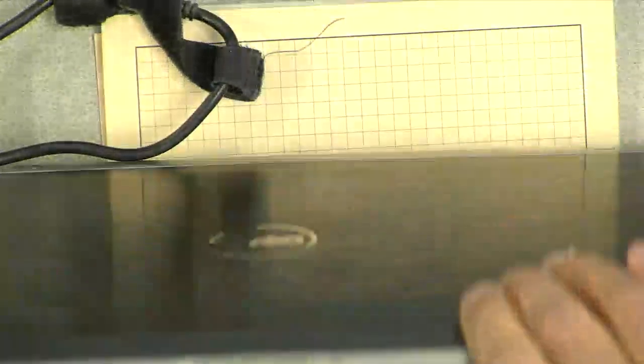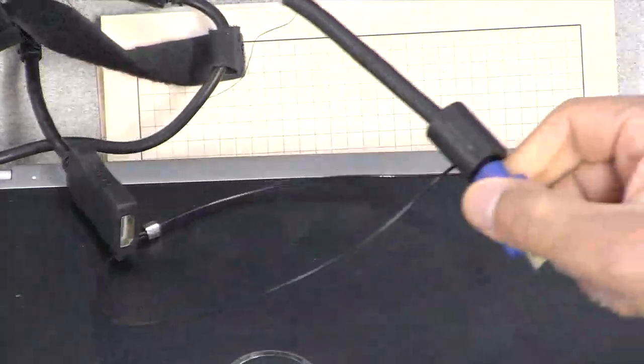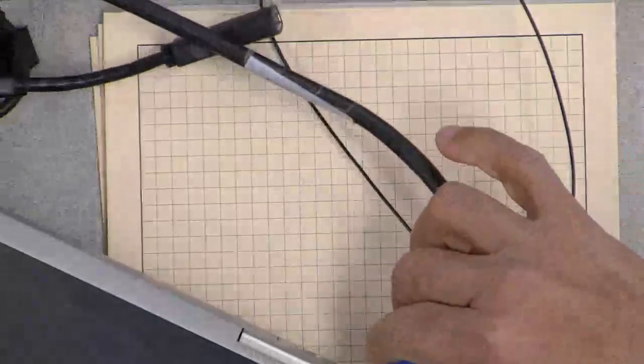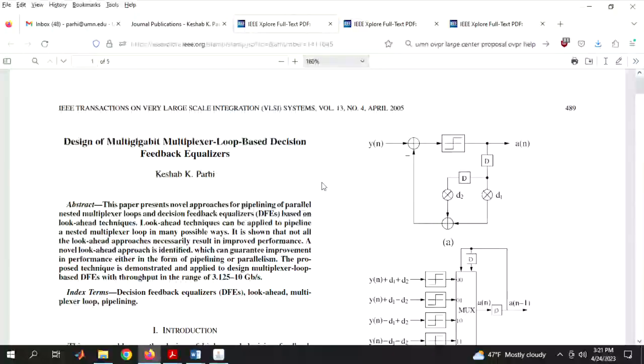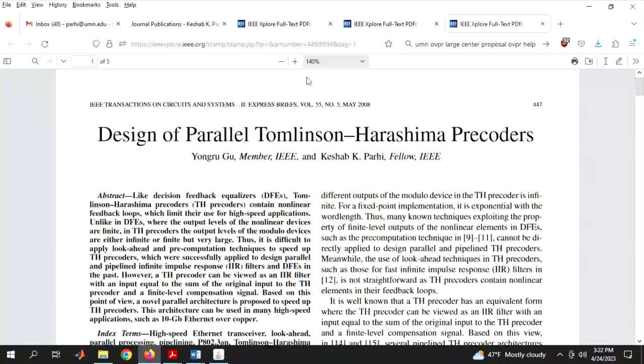I can quickly go through one other application. Let's take a quick look at the 10 gigabit Ethernet. When the IEEE was standardizing the 10 gigabit Ethernet, that was again considered impossible because of another kind of nonlinear operation in the feedback loop. So let's take a look at this paper here.